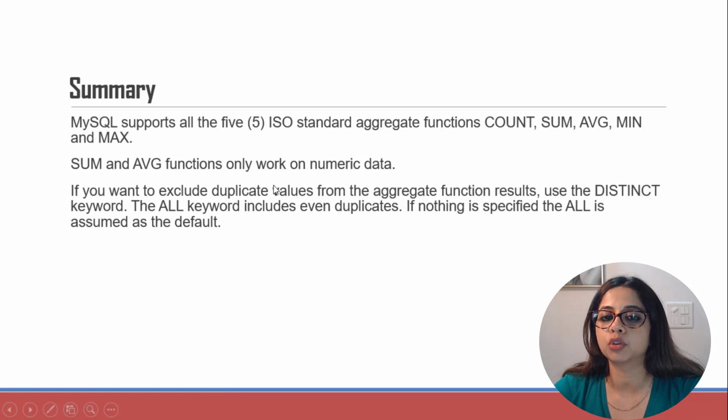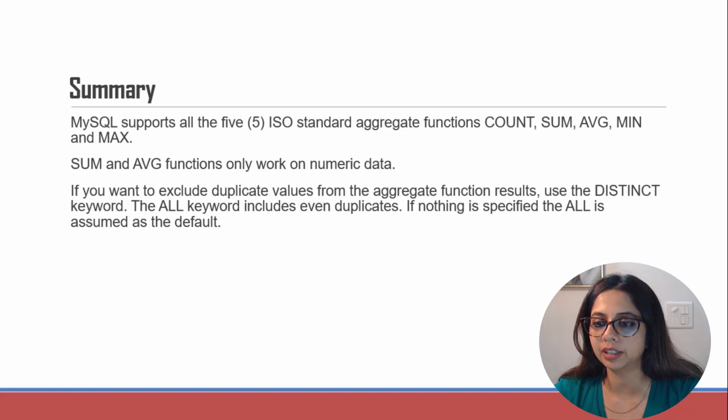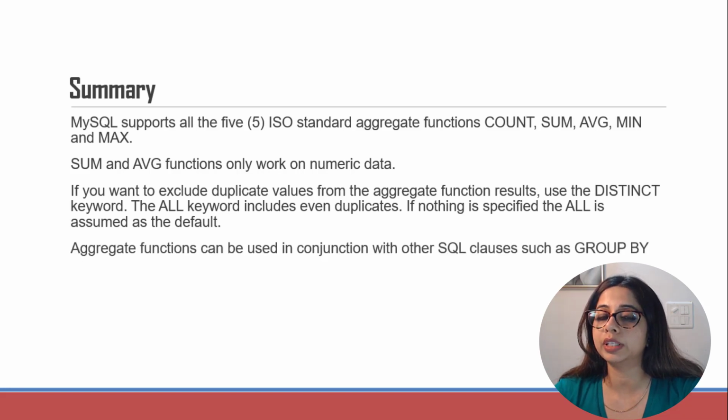If you want to exclude the duplicate values, we have to use distinct. If you don't want to add up the duplicate or repetitive values, if you want to exclude all the duplicate values from the aggregate functions, use the distinct keyword. The all keyword includes even the duplicates. If you're not specifying distinct, it will take it as all. That's the default value. We can also use all these aggregate functions with group by. We can see those examples also later on.